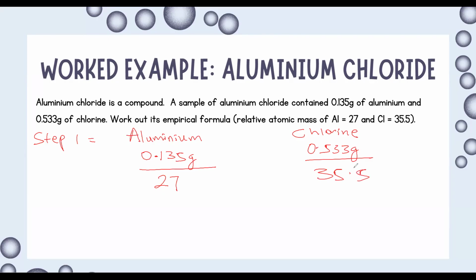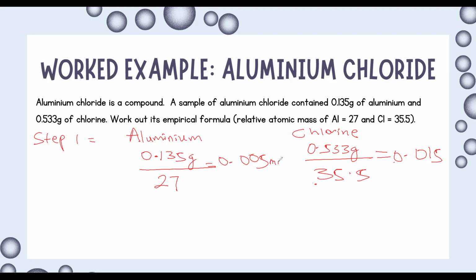So now the next thing we're going to do is punch our calculators. The first arithmetic is 0.135 divided by 27. We are going to have 0.005. I'm so excited you're following. And then for the second one, we have 0.533 divided by 35.5. We're going to end up with 0.015. Are you all with me? Good. So what is the next step to take?